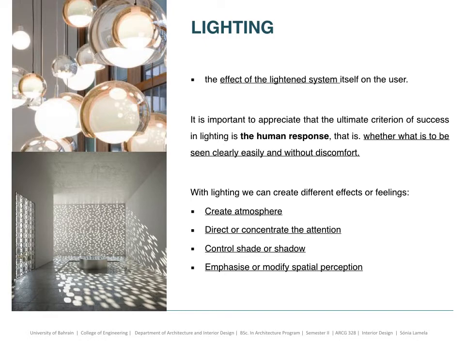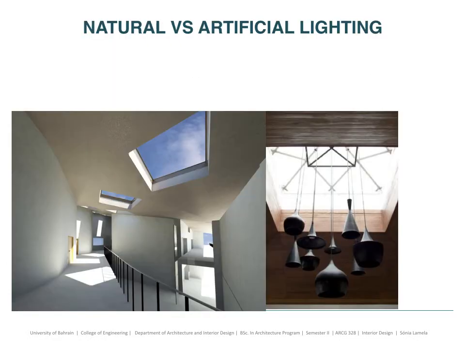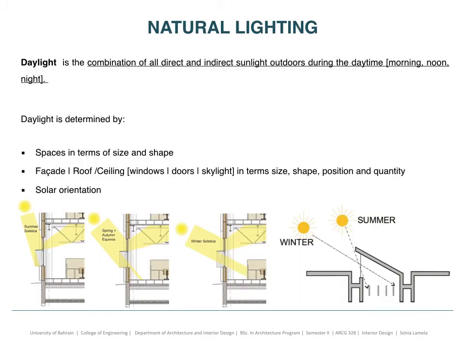So with light, we can create different effects or feelings. We can create atmosphere. We can direct or concentrate the attention. We can control shade or shadow. We can emphasize or modify a spatial perception of something. There are two examples here. So natural light versus artificial light. Daylight is very important to be considered in interior design and architecture projects.